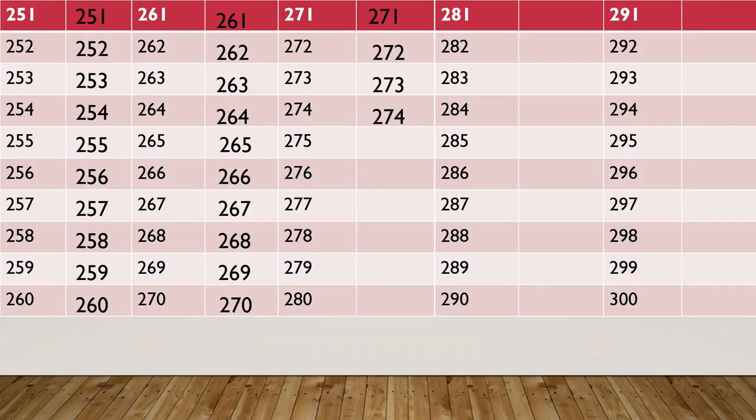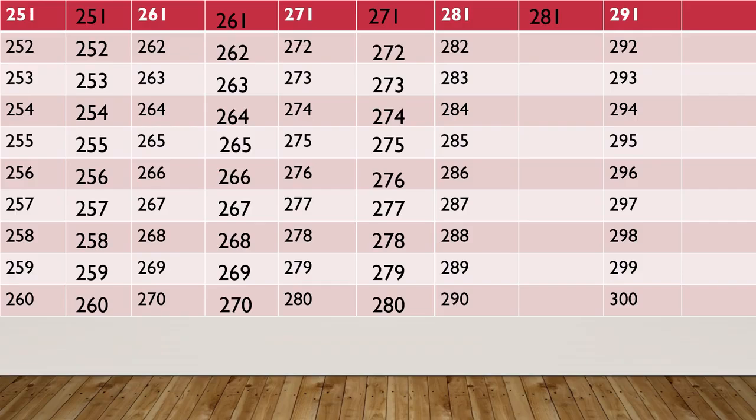Next is 275, then 275. Next is 276, then 276. Next is 277, then I will write the same numbers, 277. Next is 278, then 278. Next is 279, then 279. Next is 280, then 280.